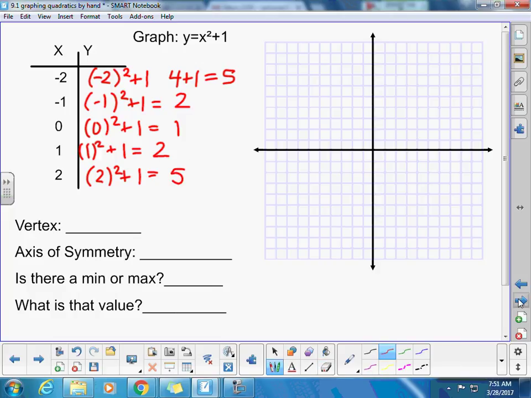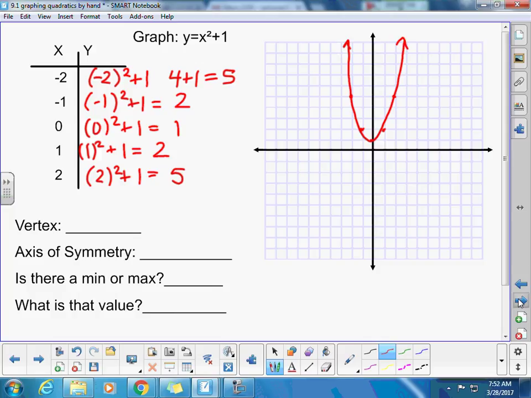So let's graph these. So (-2, 5), (2, 5), (-1, 2), (1, 2), and (0, 1). I don't think I said this on the last graph, but you'll notice I'm not making a sharp V. Absolute value graphs give you a sharp V, remember? This is a rounded bottom, or kind of U-shaped more than V-shaped.